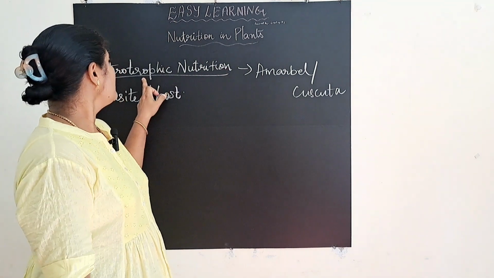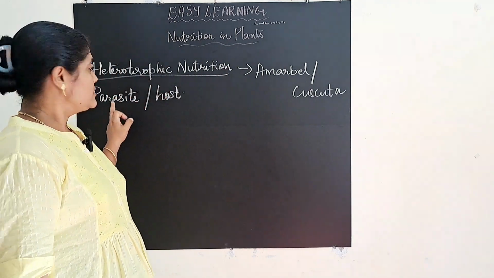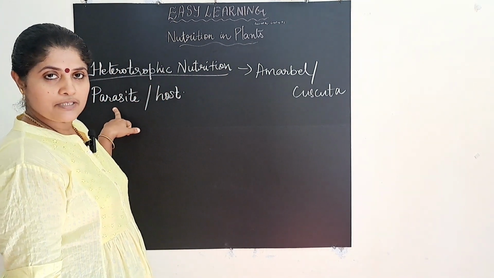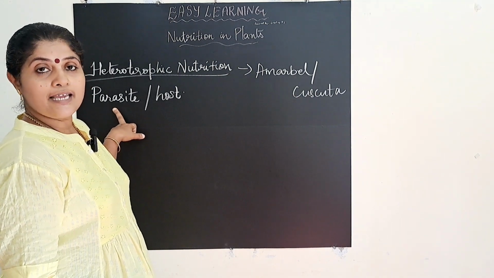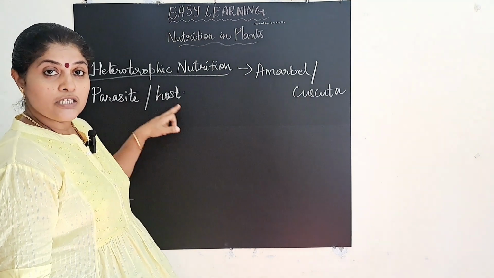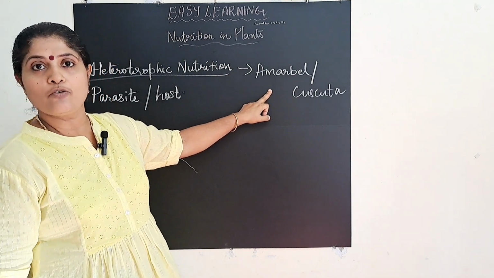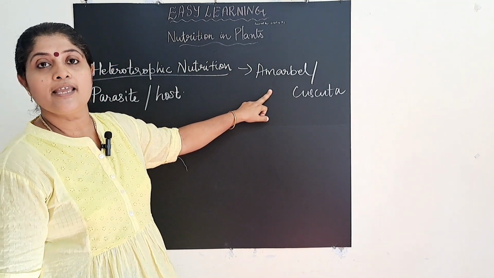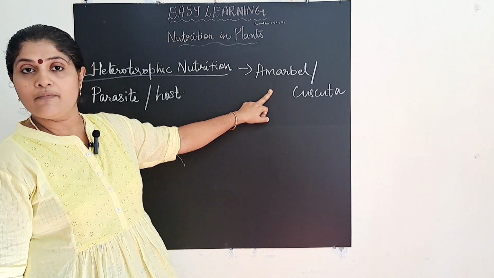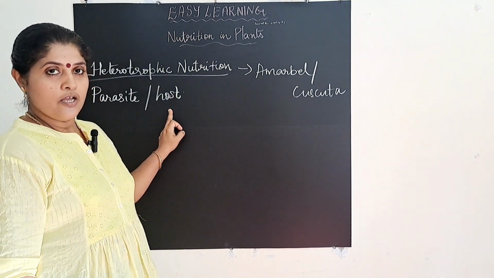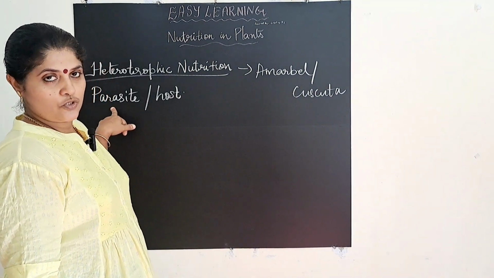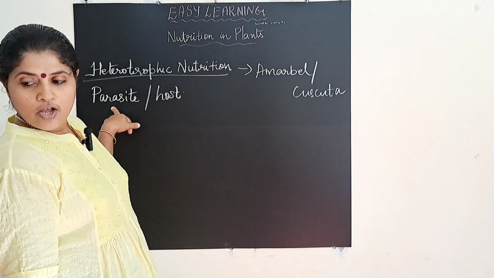Regarding the heterotrophic mode of nutrition, one more mode of nutrition we have studied is the parasitic mode of nutrition. This plant is not killing or harming the plant on which it is growing, but it is taking the nutrients for its survival from the host plant. Such a mode of nutrition is known as parasitic mode of nutrition.